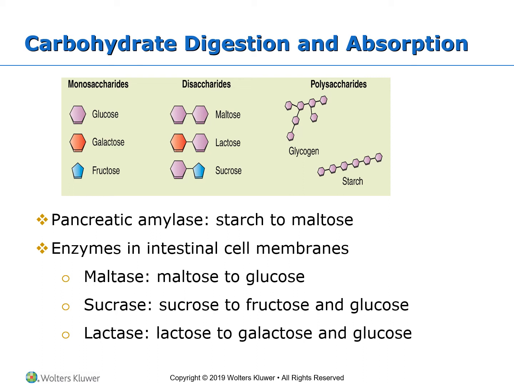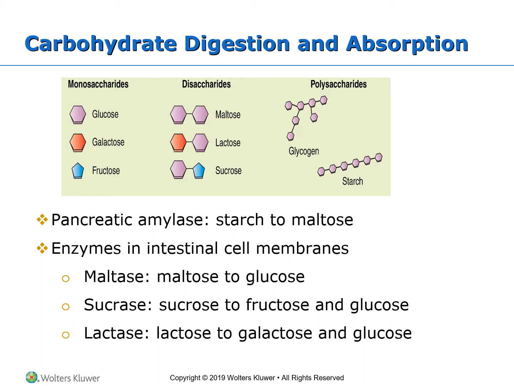We have glucose, galactose, and fructose. Those are the basic molecules, those that the body knows how to absorb and the cells know how to use. We have the disaccharides, and those are a combination of two molecules. We have maltose, which is a combination of two molecules of glucose. We have lactose, that is a combination of glucose and galactose. And we have sucrose, which is a combination of one molecule of fructose and one of glucose.